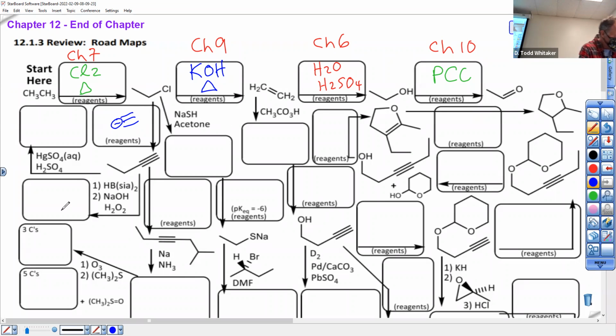SN2 on a carbon with a leaving group. Same as the previous one, but this time I want the product. You've got an SH here. SN2s are found in chapter 9.